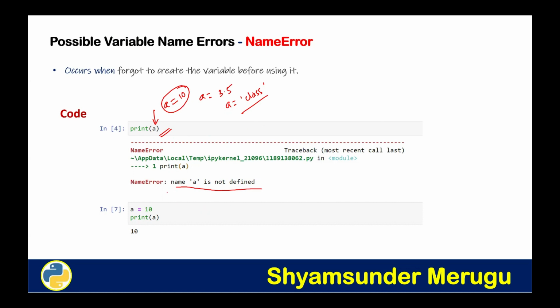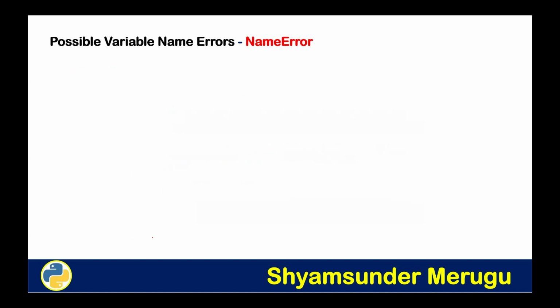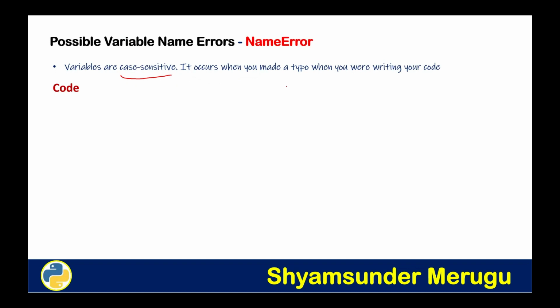Then to overcome this problem, what can we do? You have to define it earlier, then you try to print, then you will get the output as expected. Now, variables are case sensitive. These are all case sensitive. So it occurs when you made a typo error when you are writing your code. So we will check that one also.